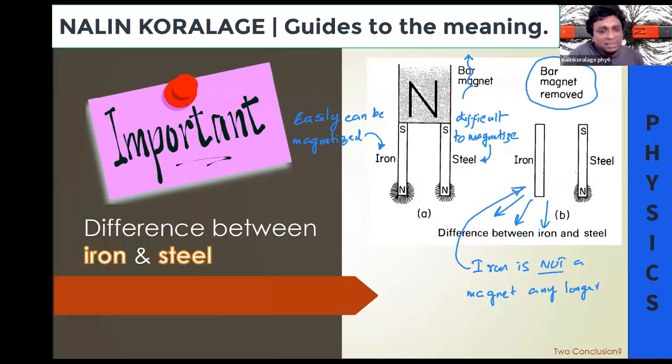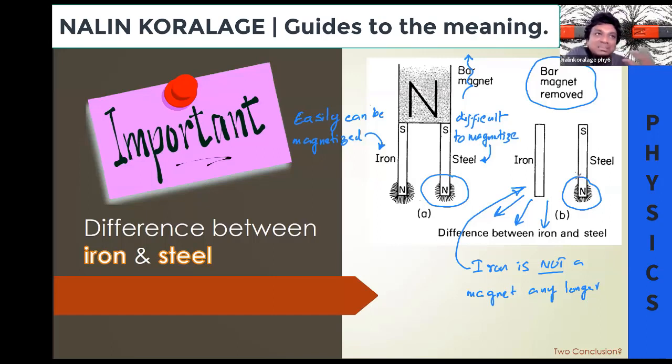But you know what? Probably to your surprise, the amount of iron filings that got attracted to the steel stay almost the same. Almost the same amount of iron filings stay sticking to the steel bar, which means that steel has become a permanent magnet.